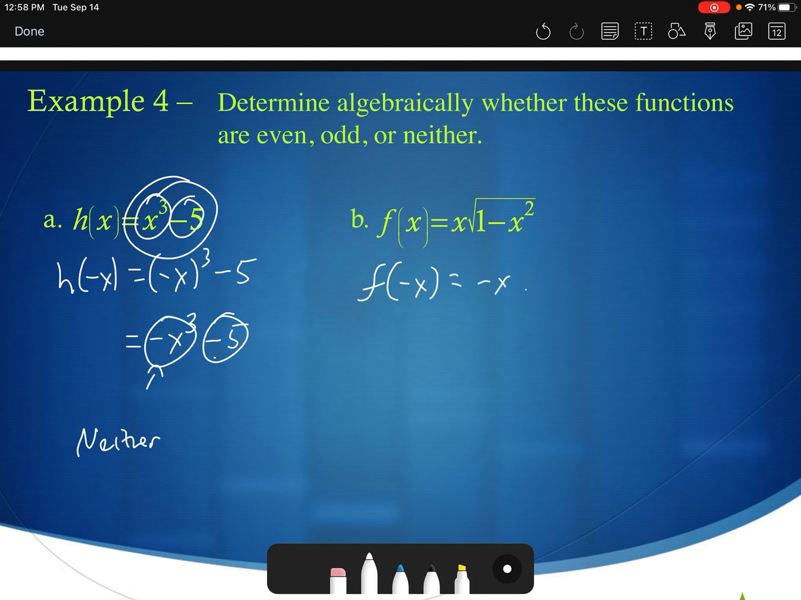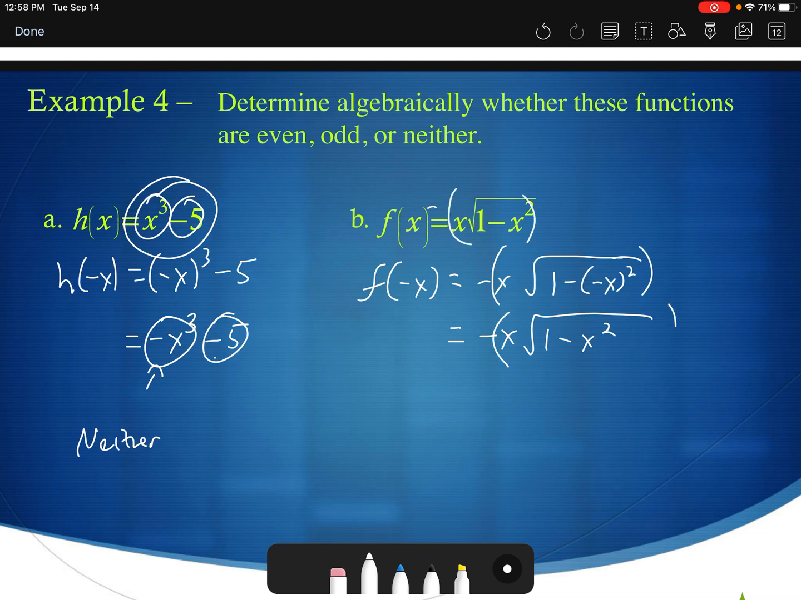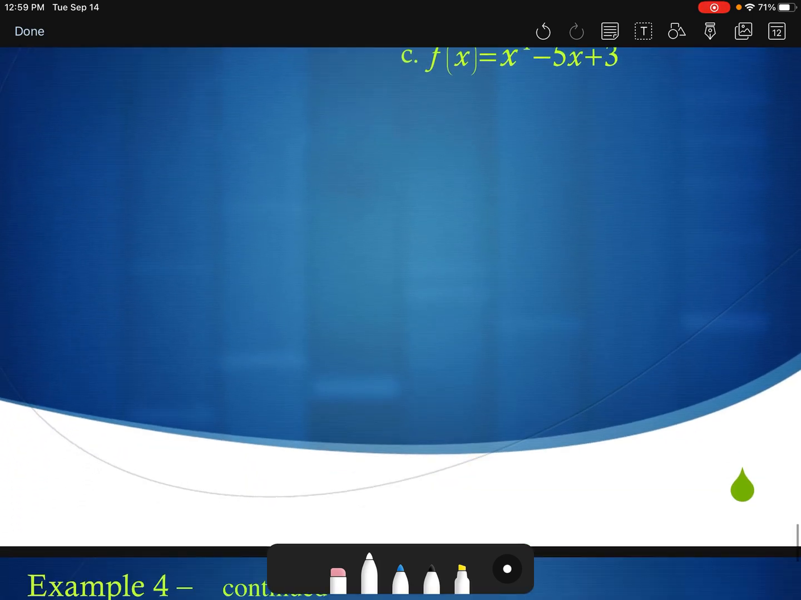So let's try B. Plug in negative x. Okay. So you have negative x square root of 1 minus x squared. Now, is that the opposite of all of this? The negative? I think it is, isn't it? So this would be odd because it's the opposite. Wasn't expecting that when I looked at the equation.